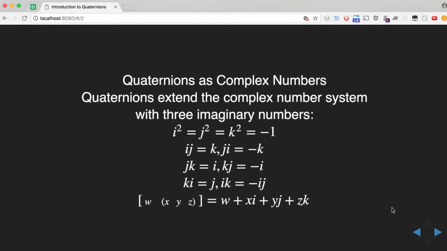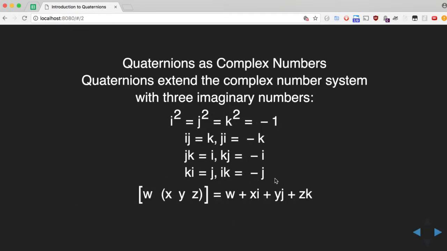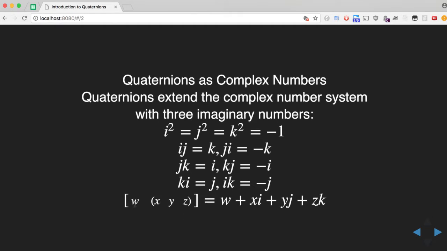How they relate to complex numbers is it basically extends the complex number system, or if you recall what that is, it's generally i squared equals -1. But we're going to have three different components of that, where i squared is equal to j squared is equal to k squared, and all of those are equal to -1. Additionally, a few other things are true of this. ij is equal to k, and ji is equal to -k. jk is equal to i, kj is equal to -i, and then ki is equal to j, and ik is equal to -j. And then W of x, y, z here is equal to W plus xi plus yj plus zk.